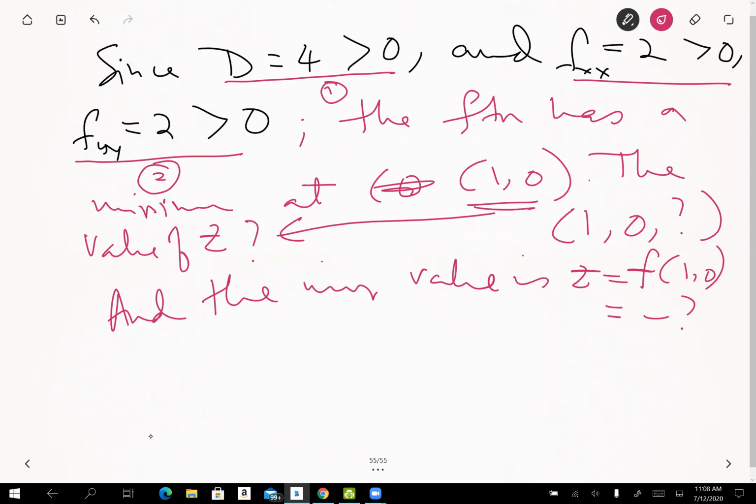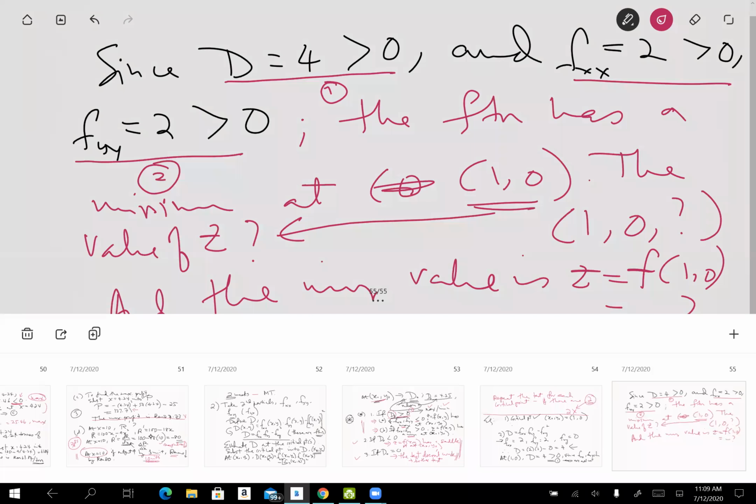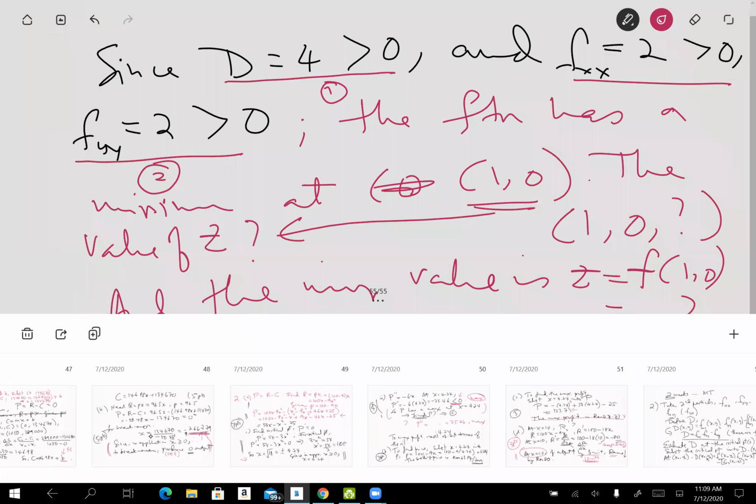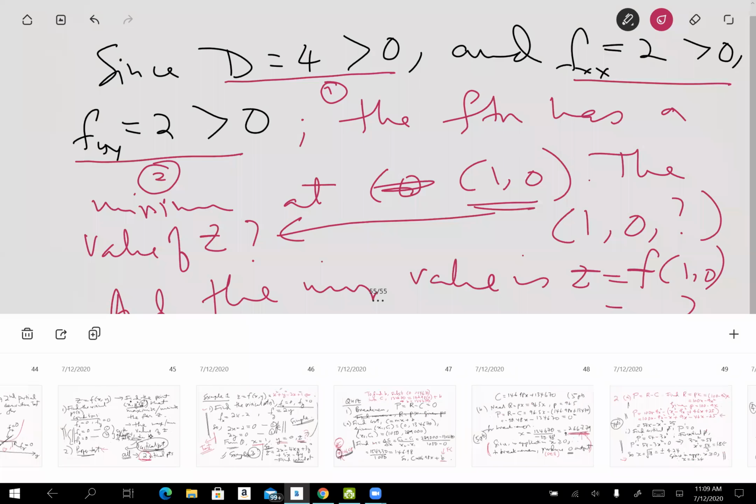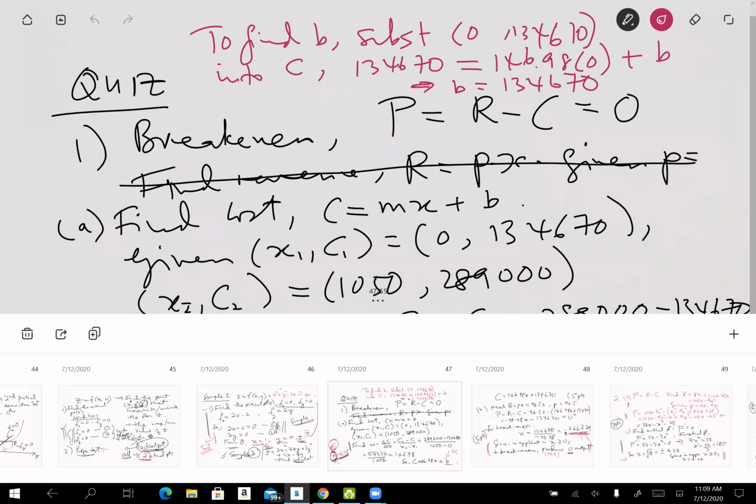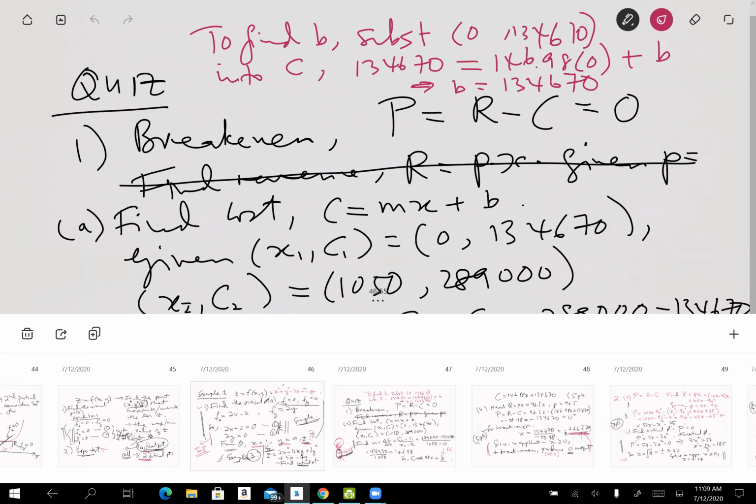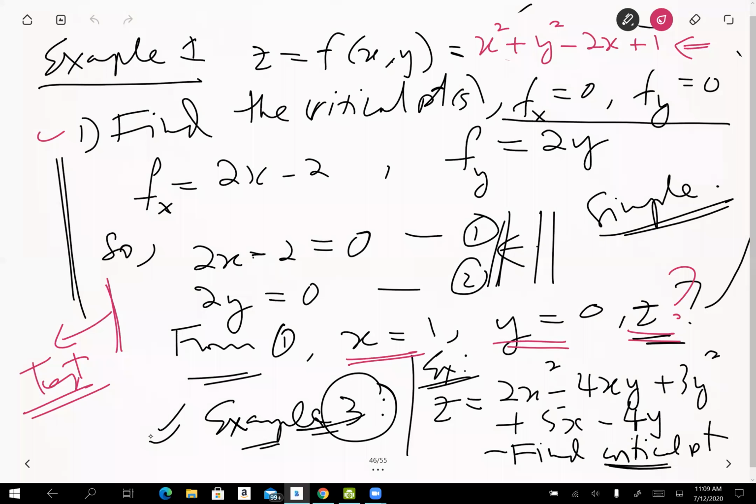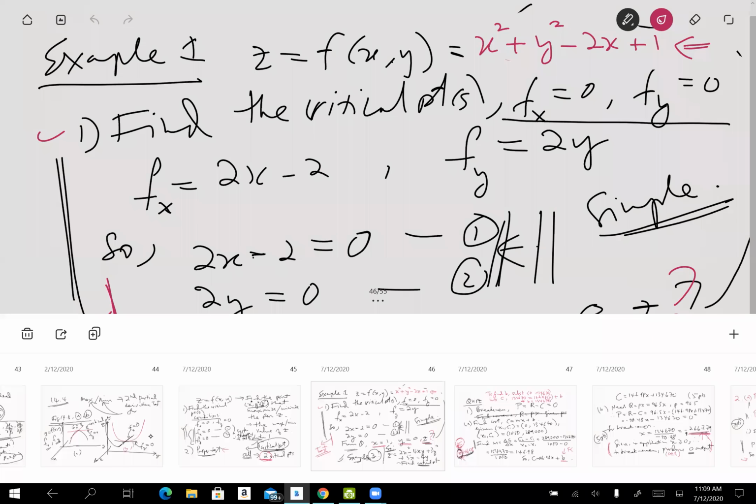Okay, now, second example. We're going to finish up the second example. I gave you 2 examples last time. So if you look at the second example that I gave you, did I give you another example?